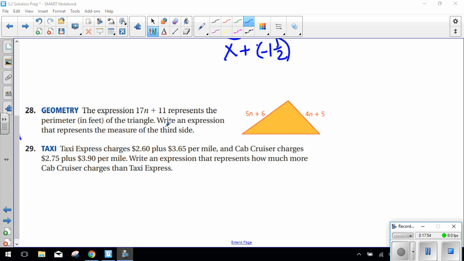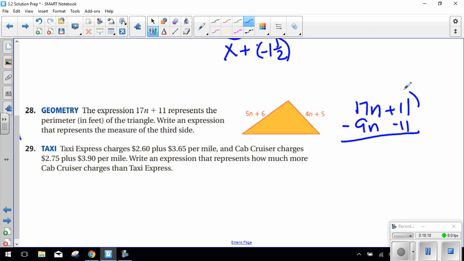Okay, for number 28, the expression 7n plus 11 represents the perimeter. Write an expression that represents the measure of the third side. So what I'm going to do is add these two sides and then subtract it from this. So I have 17n plus 11, and I'm going to subtract 5n and 4n is 9n. And then I'm also going to subtract 6 plus 5 is 11. So these go to 0. You don't have to write that. And 17 minus 9 is 8n. So the third side, 8n.